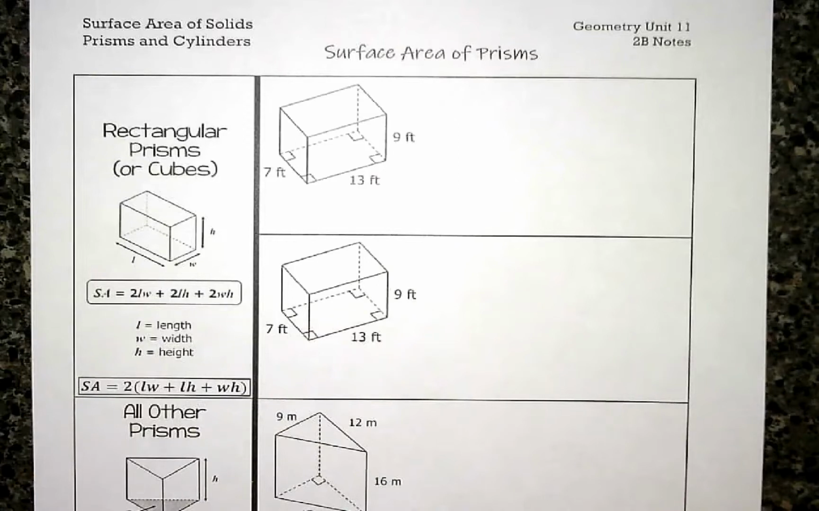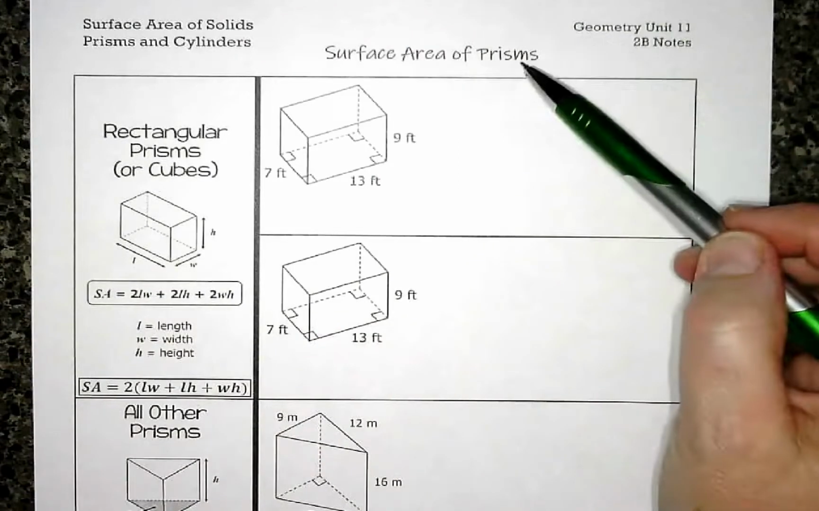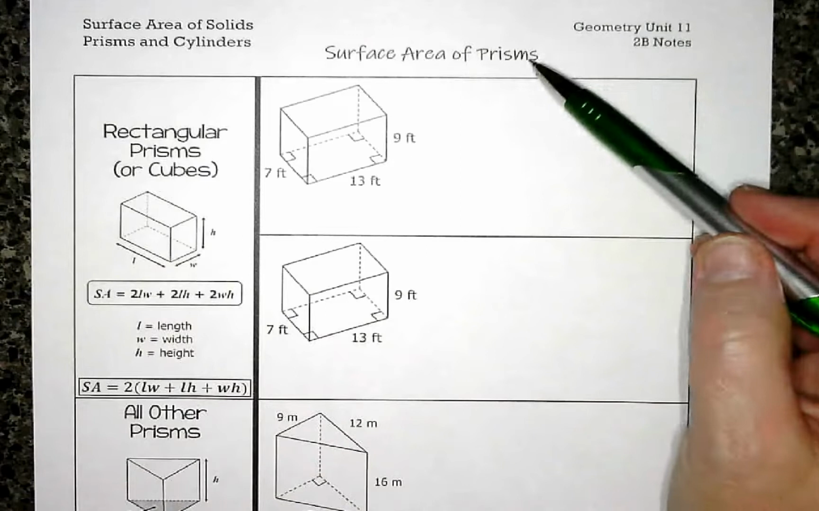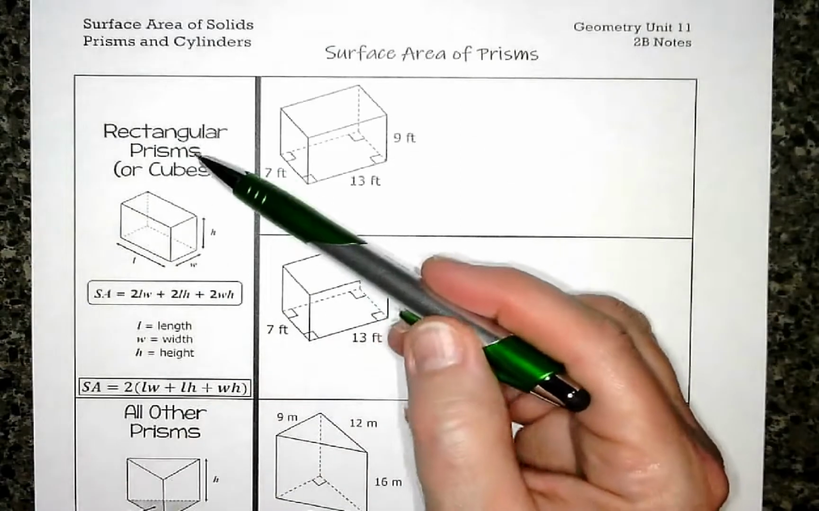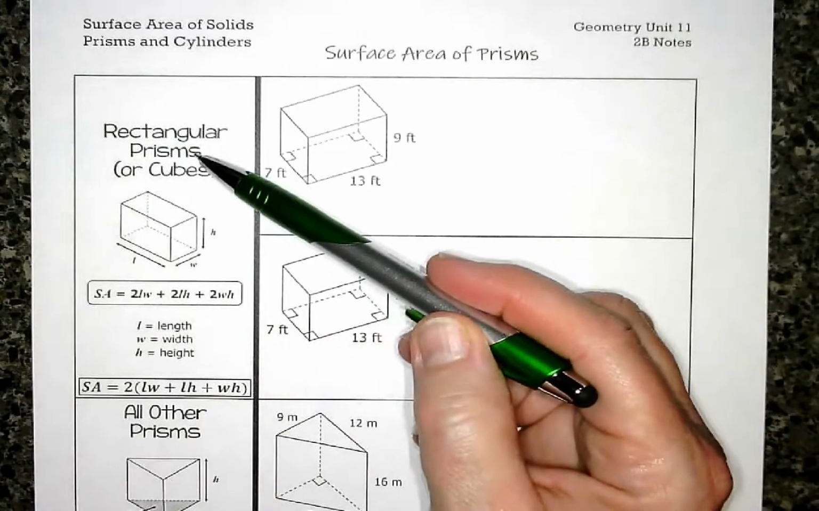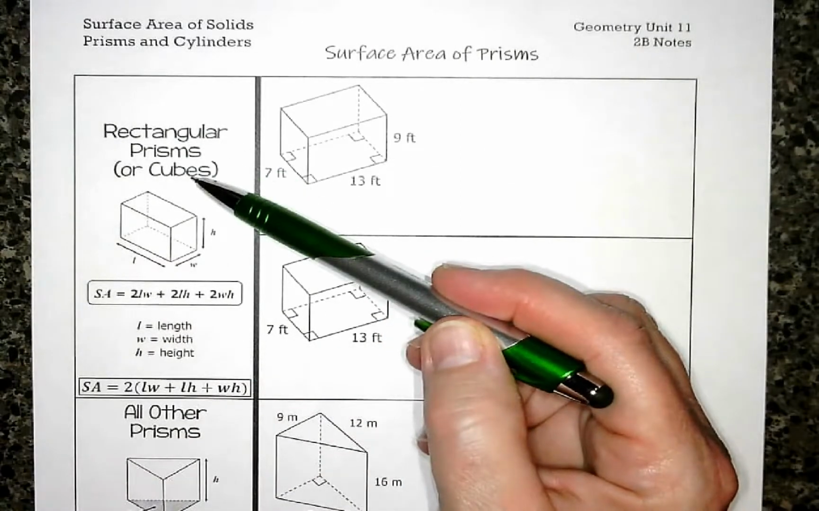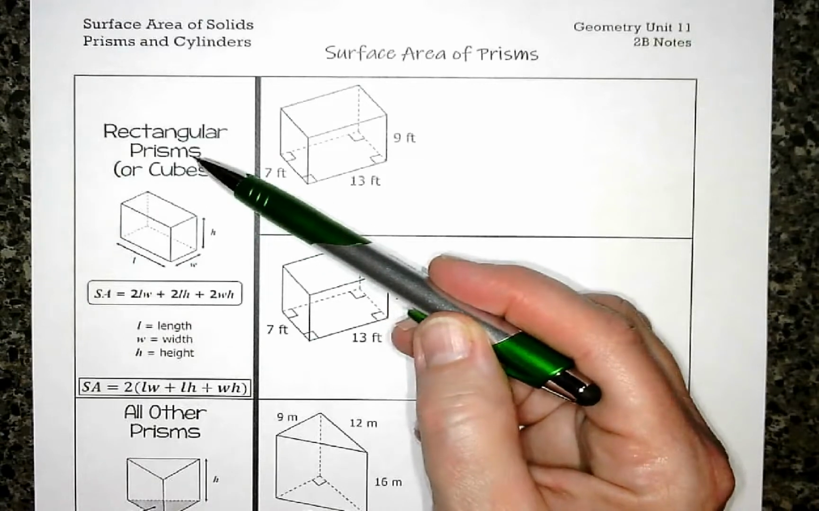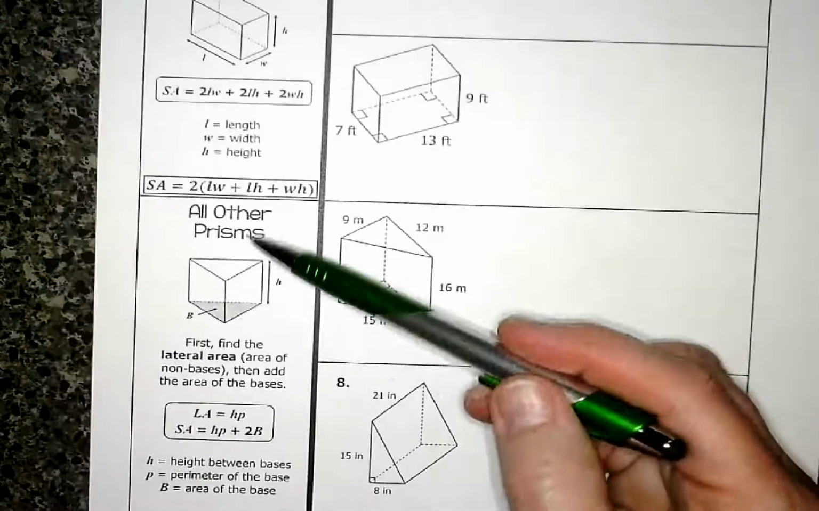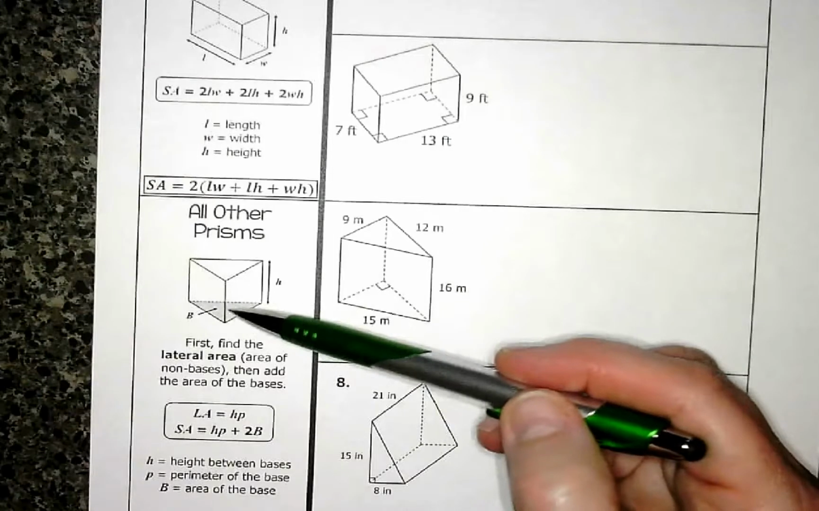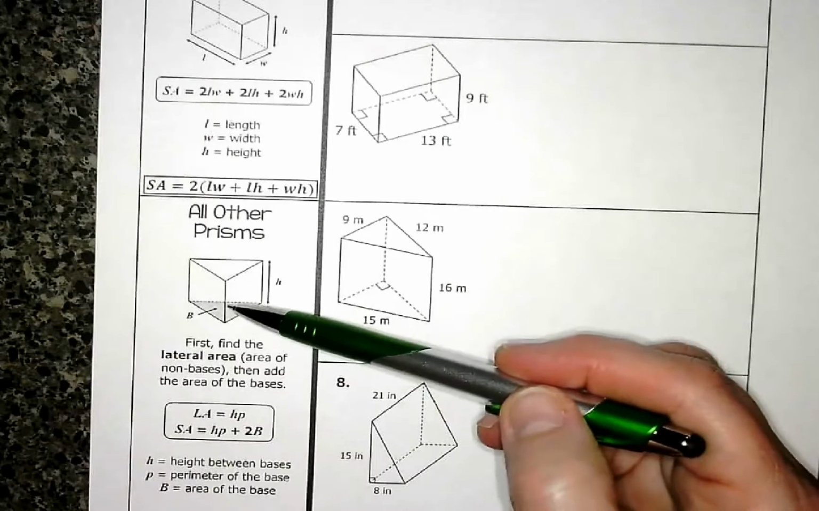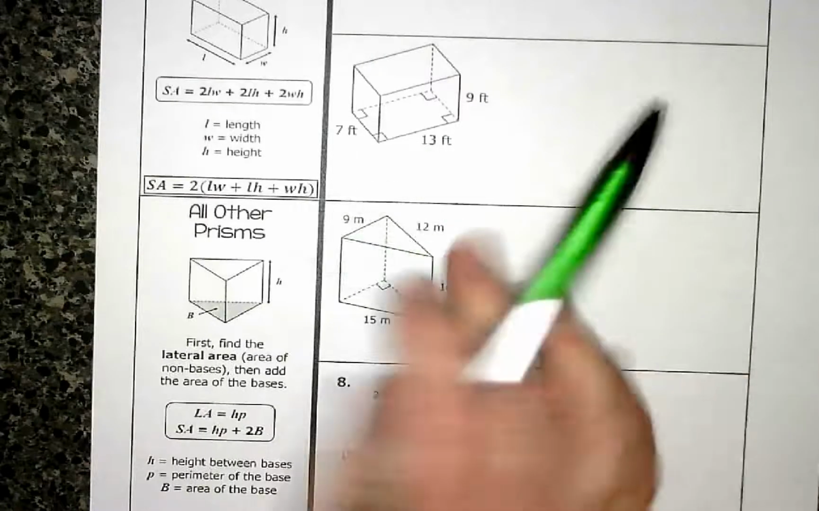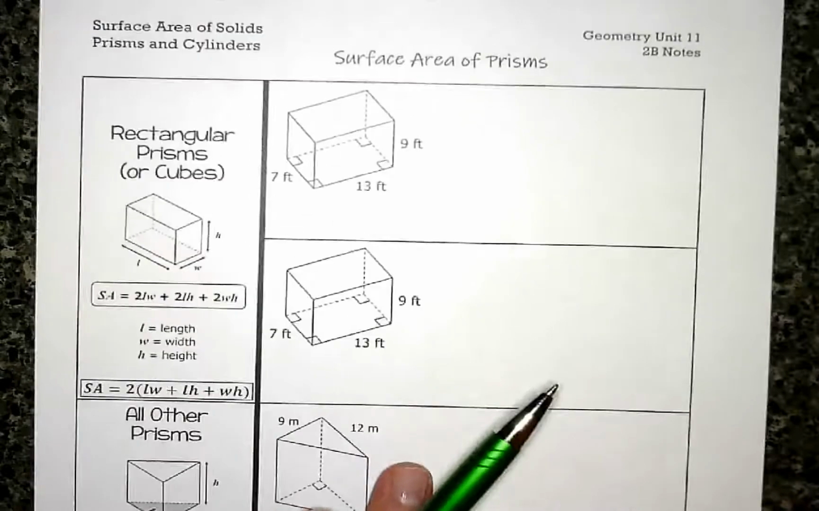Okay, our first shape that we're going to find the surface area of is prisms. We're going to focus on two specific prisms. One is rectangular prisms, cubes, which are squares on all six sides. So rectangular prisms, which are like boxes, and all other prisms, but we're going to work on the triangle one, which are called triangular prisms. Okay, so let's go up here to this first one.